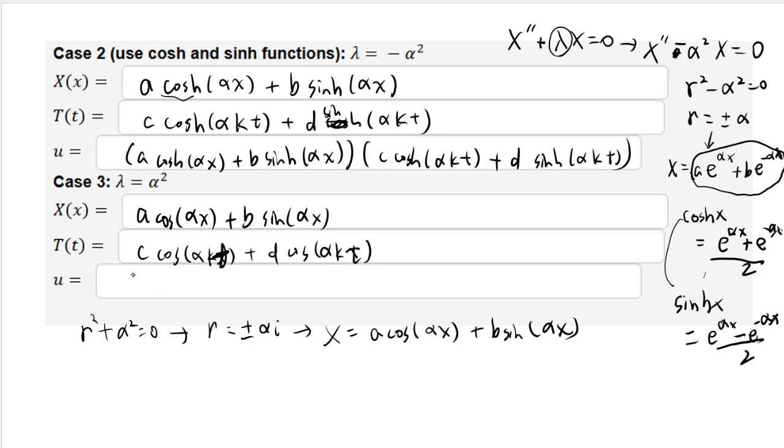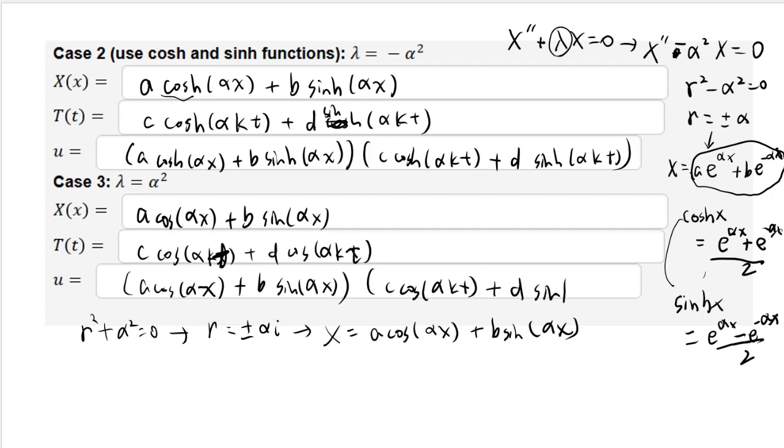Okay, and then finally you take the product of them, and that's the solution for this entire question. Okay, let's write them down. kt plus d times sine alpha kt, and that's it.